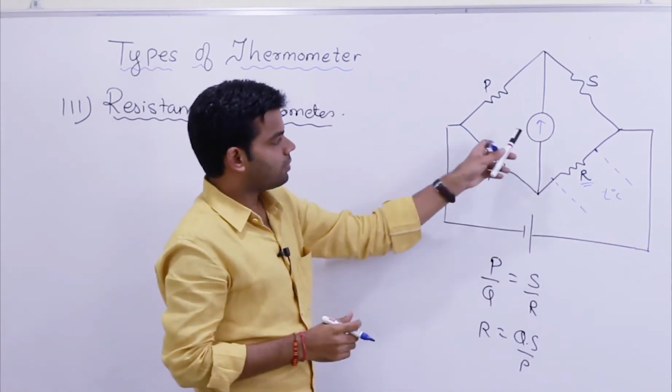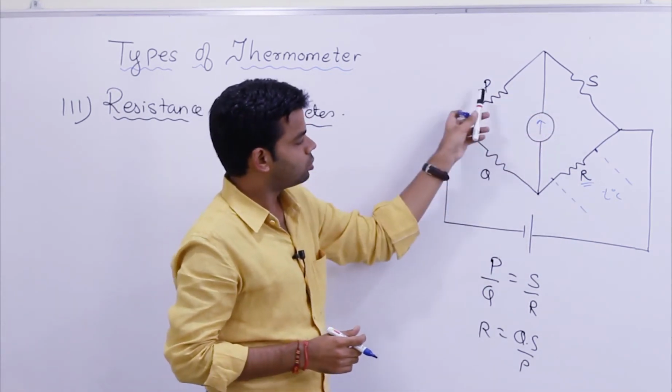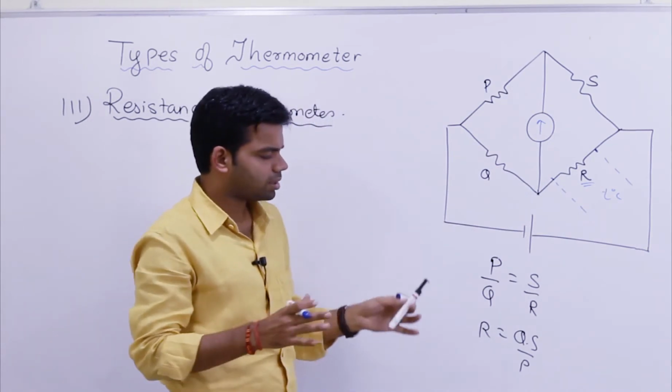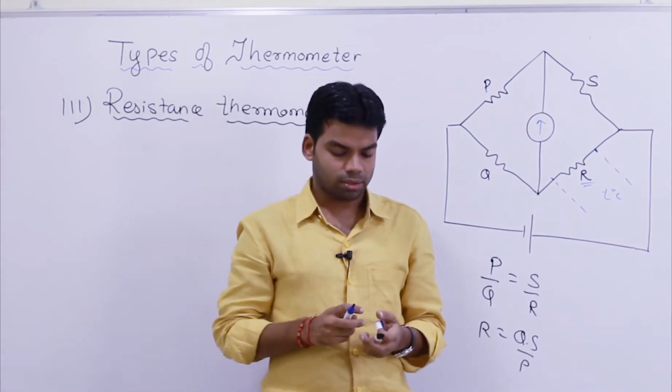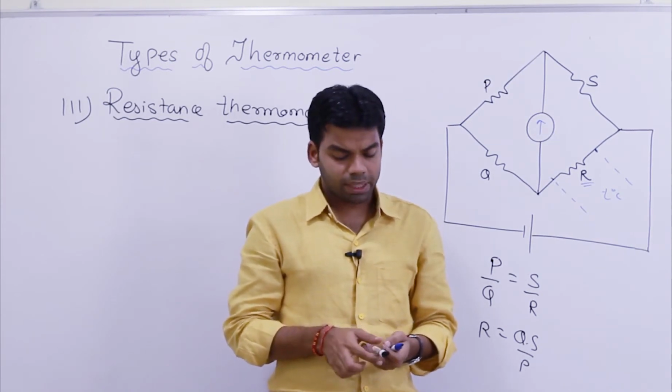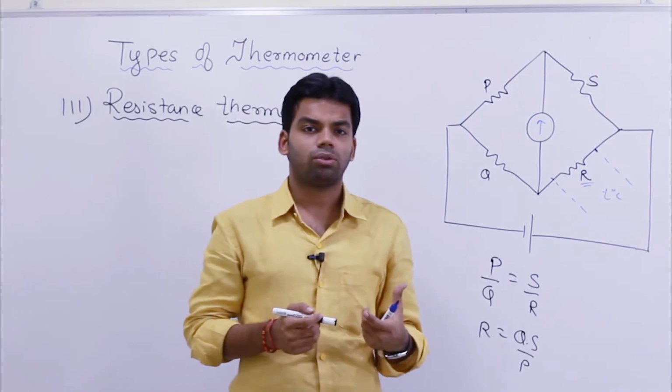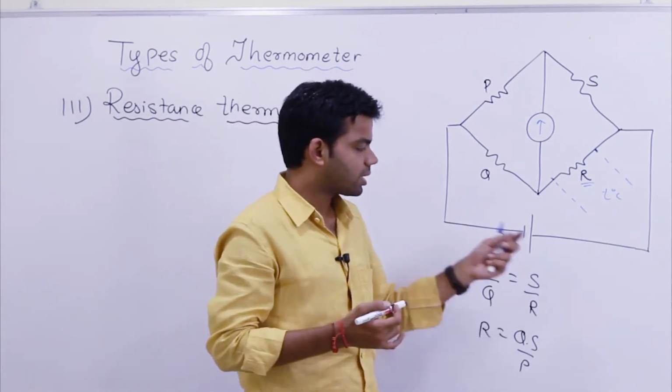We will adjust it till the point we are getting zero current here. And once you have this zero current here, you know this value, you know this value, you know this value, you can determine the value of this R. So this is how you can determine the value of this unknown resistance. And based on the value of this unknown resistance, you can now determine the value of temperature, at what temperature we are getting this resistance.